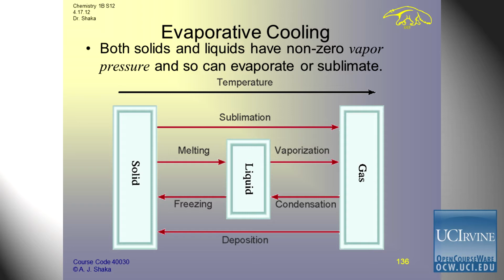Melting and freezing, you guys already know this. Vaporization and condensation also, assuming you guys already know this. And basically the statement up here, when it says that both solids and liquids have non-zero vapor pressure, this is more of an indication that sublimation can actually occur, right? Telling you that the solid phase also can have a vapor pressure.